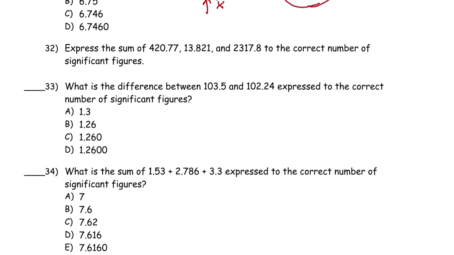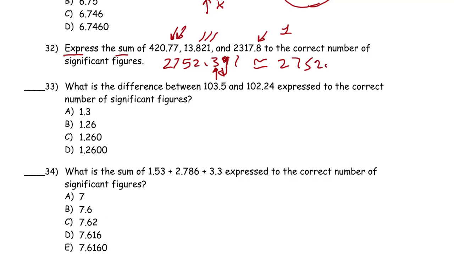Let's calculate: express the summation of these numbers to the correct significant figures. As you see, in this addition we care about decimal places. This is 2 decimal places, 3 decimal places, 1 decimal place. So the answer must have 1 decimal place only, right? Because it is addition. The answer on the calculator yields 2752.391. So we need only 1 decimal place, but 9 increases 3 to 4, right? So 2752.4, this is the right answer.